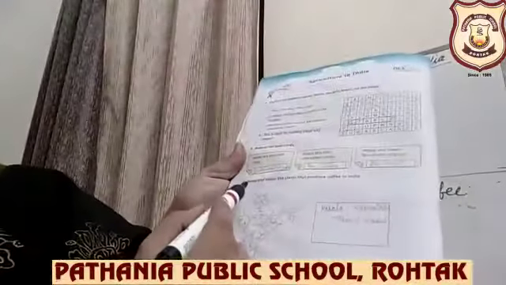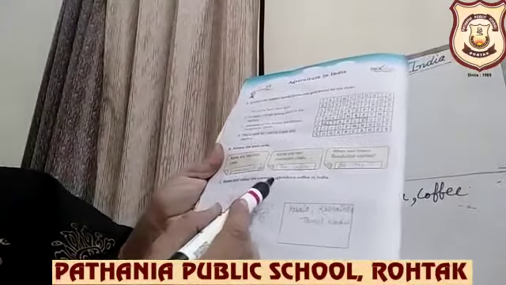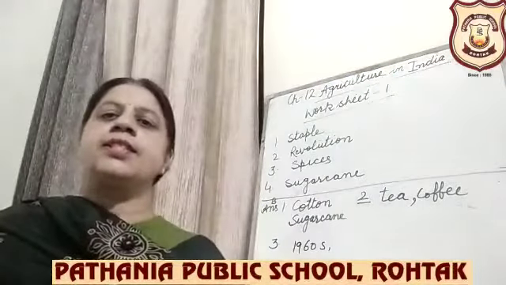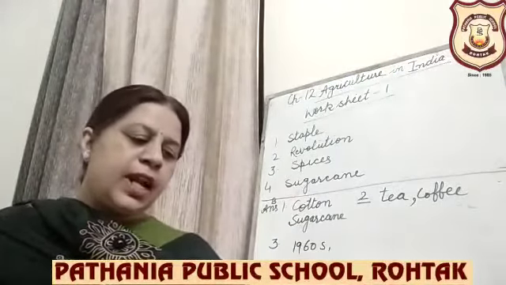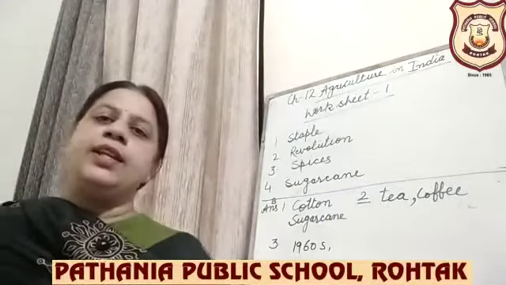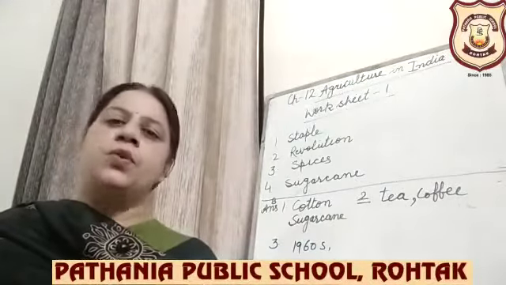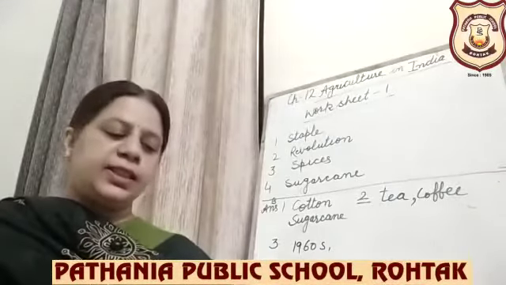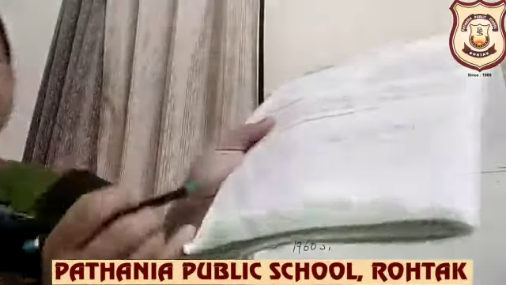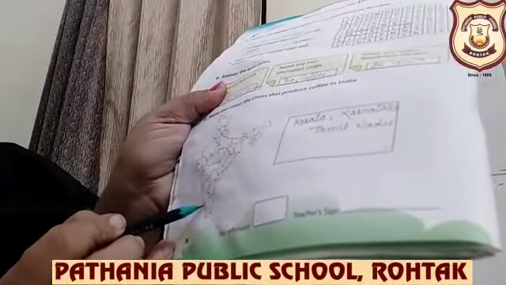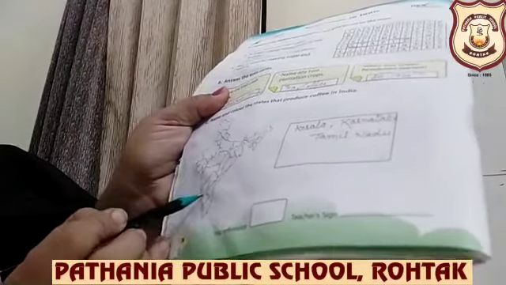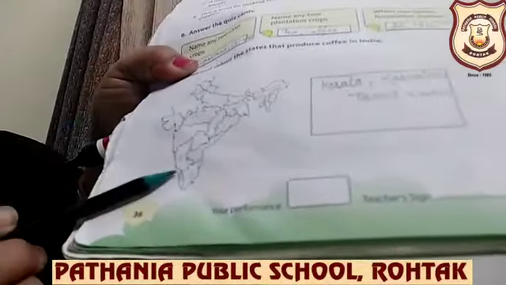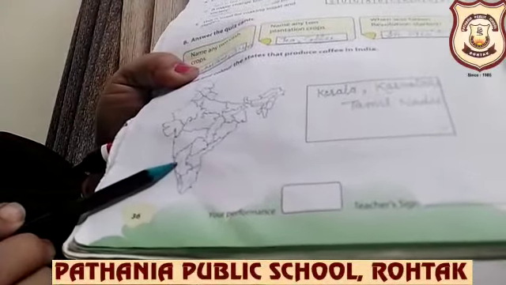Here, a map is given. Name and color the states that produce coffee in India. And you have to color the states. There are three states that produce coffee in India, and the names of the states are Kerala, Karnataka, and Tamil Nadu. So here you just see, here Kerala, here Tamil Nadu, here Karnataka. Okay, children, see carefully. I'm showing you again Kerala, Tamil Nadu, and Karnataka.